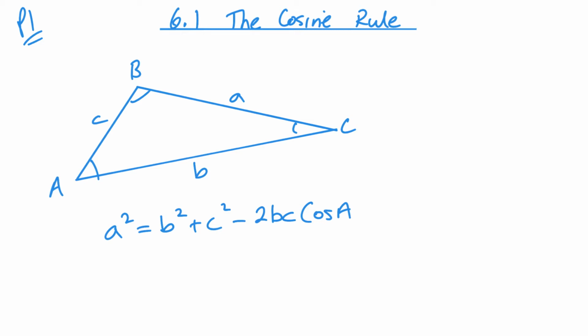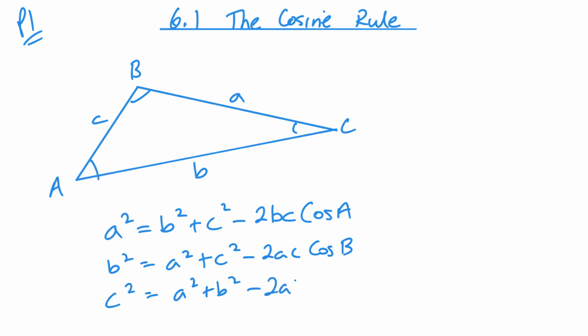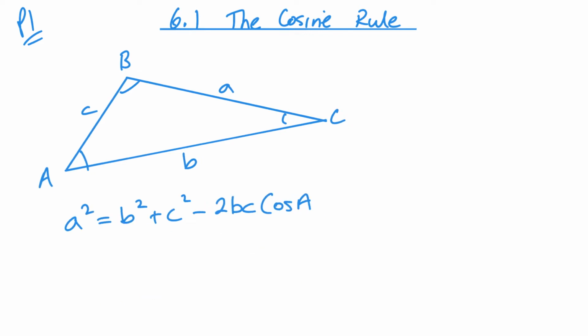You can relabel a question in the exam and only use it in this form, or equally, I can go with b squared, remembering it's cos B at the end, or c squared. Let's put a first, like so. And all I'm doing is swapping my letters around. So this is the form I want it in if I want to find the length of a side. So this will help me find the length of a missing side.